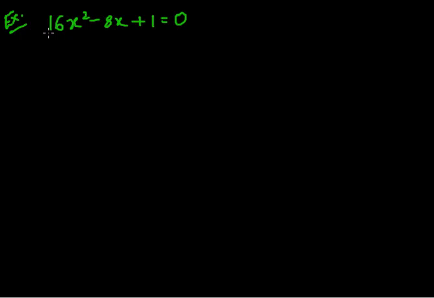As we all know that the quadratic formula contains the terms a, b and c, and the value of a here is 16. That means the coefficient of x square is 16 here. The coefficient of b is minus 8. That means the coefficient of x is minus 8. And the constant term is 1.